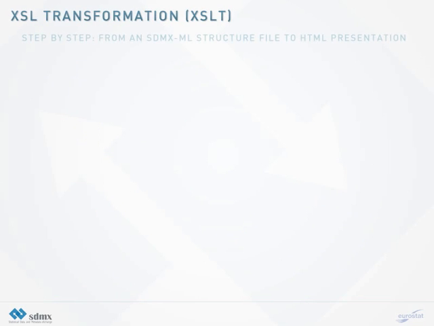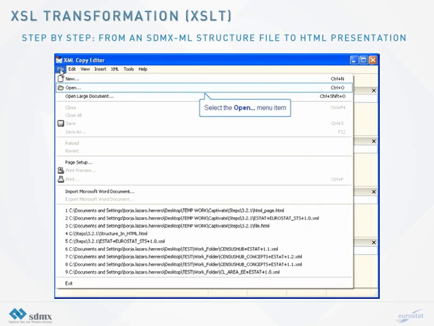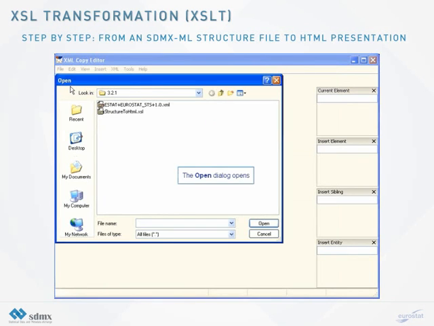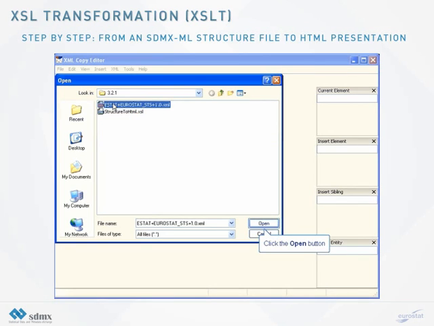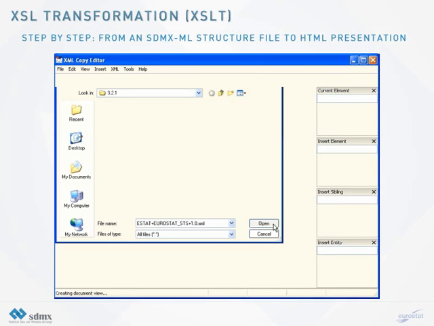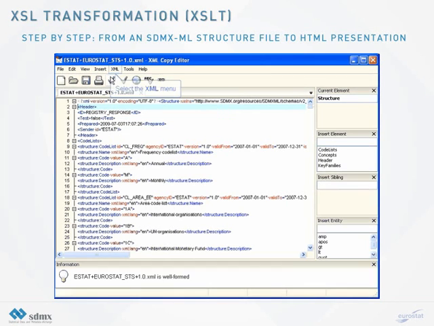In this exercise, we are going to explain how to transform an SDMXML structure file to an HTML presentation using an XSLT file. The first step is to open one structure XML file. Go to the File menu and then click Open and select the structure XML we are going to work with. We have our structure file loaded, and we have to select the transform action for this file using the XSL file to make this action.